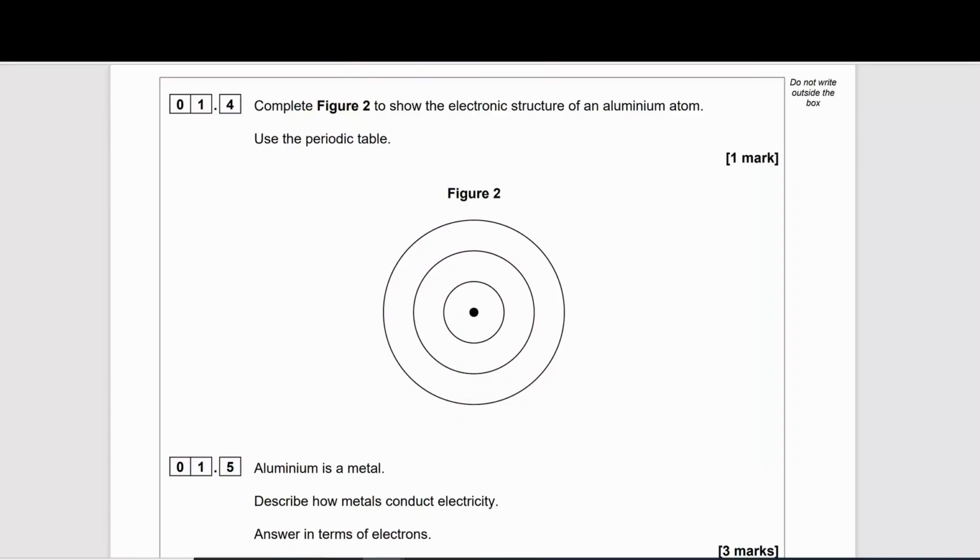Question 1.4. Complete figure 2 to show the electronic structure of an aluminium atom. Use the periodic table. So we're thinking about the element aluminium. We need to use the periodic table to help us. By looking at the periodic table, we can see that aluminium is in group 3. So the group number reminds us how many electrons are in the outer shell. So if we're in group 3, aluminium, it'll have 3 electrons. You can use a dot or a cross to denote that. So 3 crosses in the outer shell.